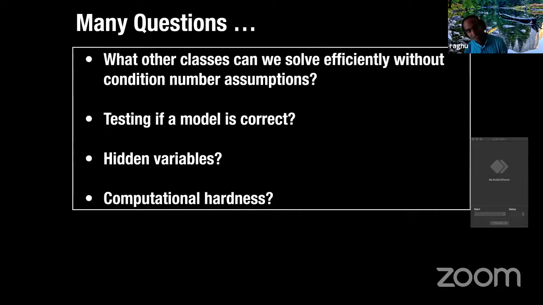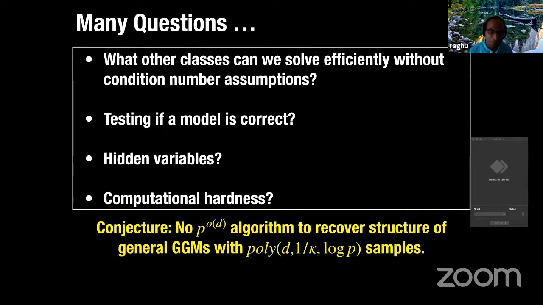In fact, we can show that the greedy algorithm that we have also breaks for general GGMs. And my conjecture, having thought about it for a while, is that the problem is hard. My guess is that there is no p to the little o of d algorithm for learning general GGMs with sample complexity that is even polynomial in d, 1 over kappa, and log p. But we have no clue as to where the hardness could come from, how to show such a condition, or even what possible hard instances could look like. So all of these are really fascinating open questions.